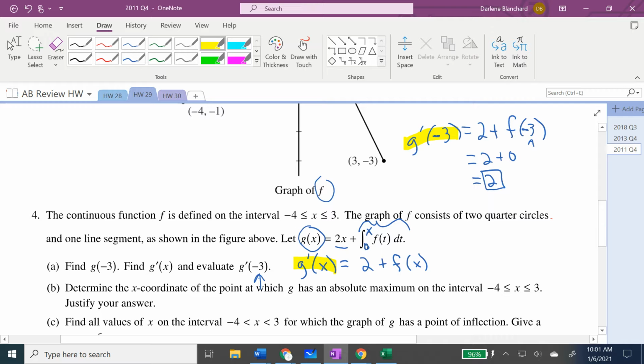So moving on to B. Ooh, it's asking for an absolute maximum. But let's read it carefully.